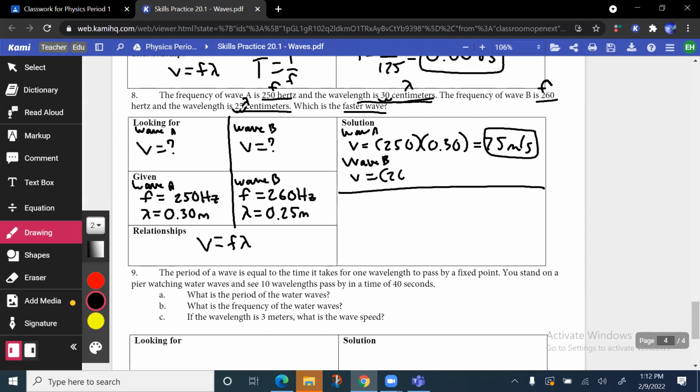Okay. Now, the wave B, you're going to be going to 260 times 0.25, which is 65 meters per second. Clearly, wave A is faster.